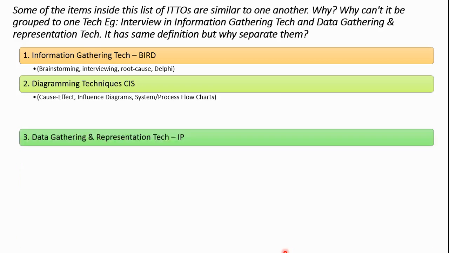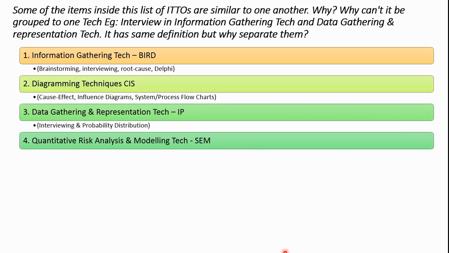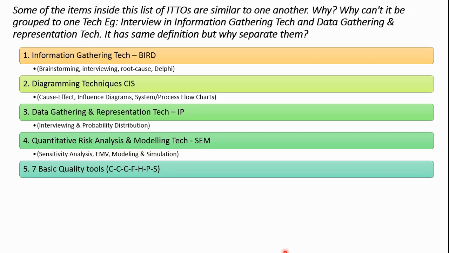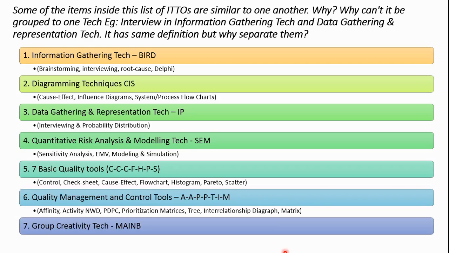Diagramming techniques, CIS, is cause and effect, influence diagrams, systems and process flowcharts. Data gathering and representation techniques, I put this together, IP, and quantitative risk analysis and modeling techniques, the acronym I scrambled them around to give SEM. 7 basic quality tools. Unfortunately, there are no vowels here, so it's CCC, FHPS. Quality management and control tools, AAPPTIM. And lastly, MAIN B for group creativity techniques.